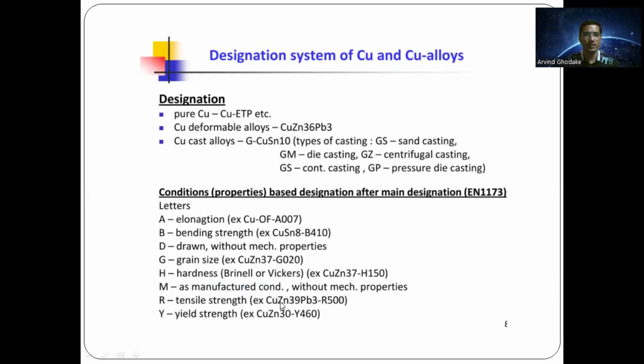For example, copper zinc 39 Pb3 with R500 has a tensile strength of 500 Newton per mm square. Then Y is yield strength, for example copper zinc 30 Y460, that is a yield strength of 460 Newton per mm square. So this is the designation system for copper and its alloys.